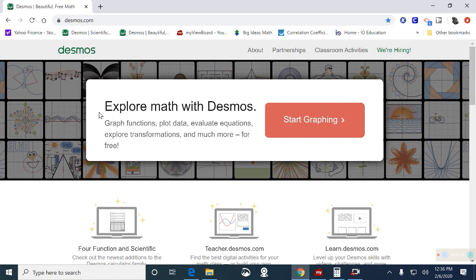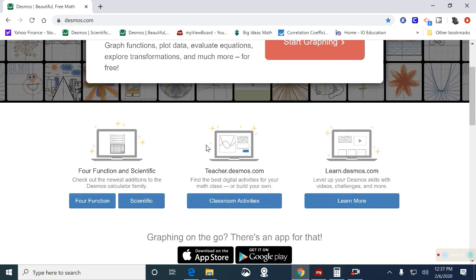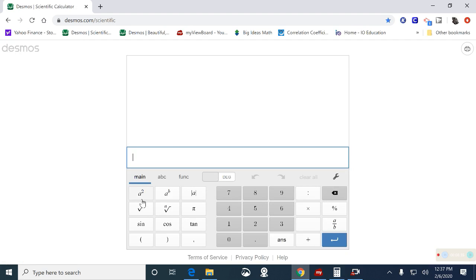Once you get to Desmos.com, go ahead and scroll down. There's a bunch of different calculators. You're not going to graph today. We're not graphing in personal finance. We're going to use a scientific calculator. Look at where it says scientific. Hit that button, and let me see this screen on your screen. Go ahead. I'll walk around.